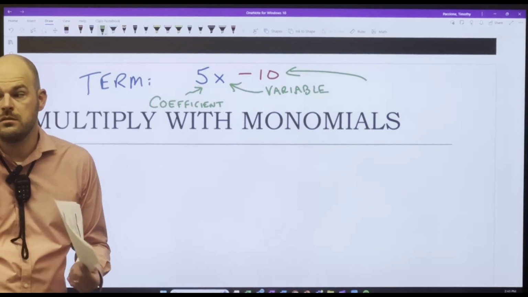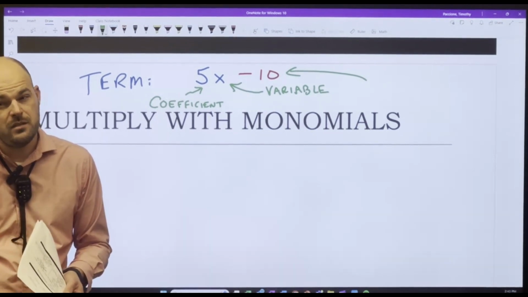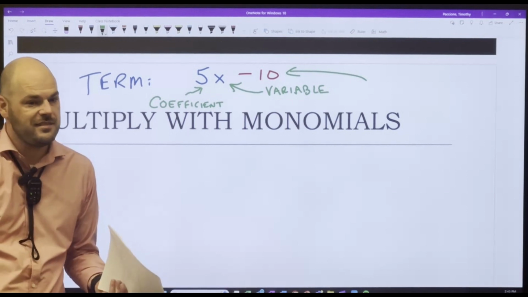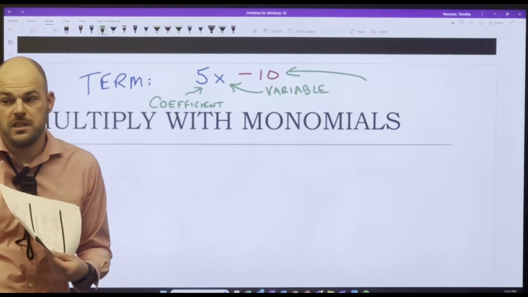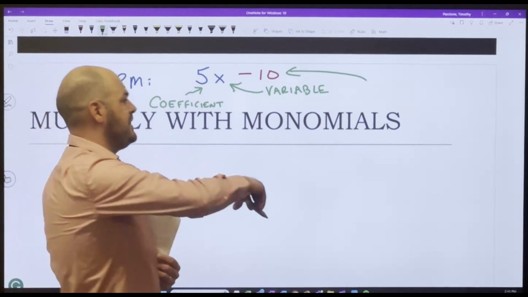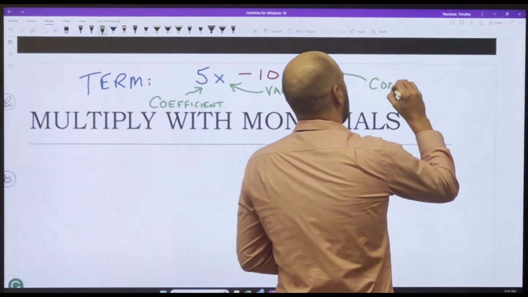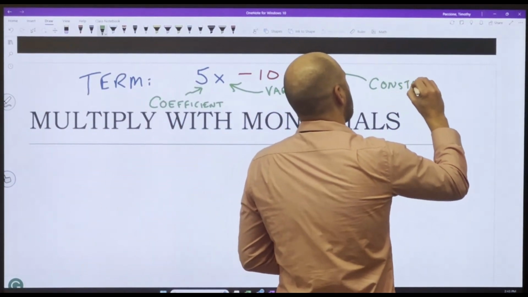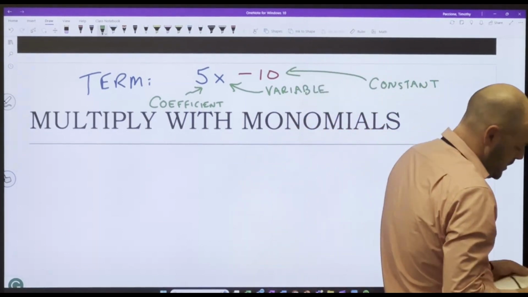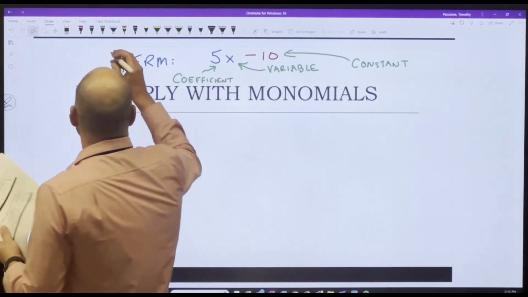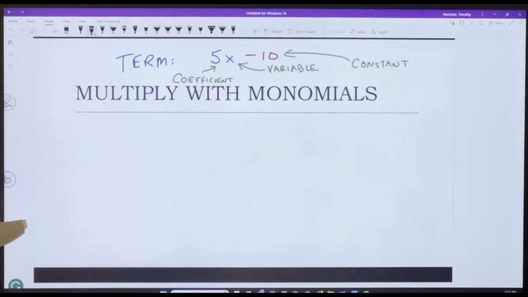It is independent. Solo, by itself, alone, single. It doesn't change. It's constant. It's your constant. Constantly single. Okay? So we'll be using those terms. Okay, so monomials, we do need to know the term. That was good that we talked about that.